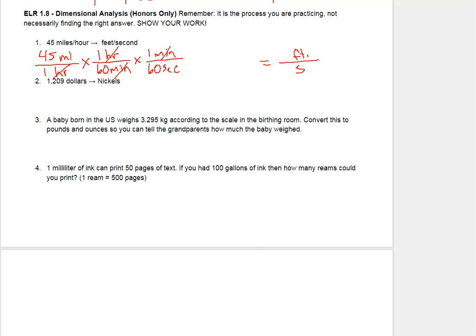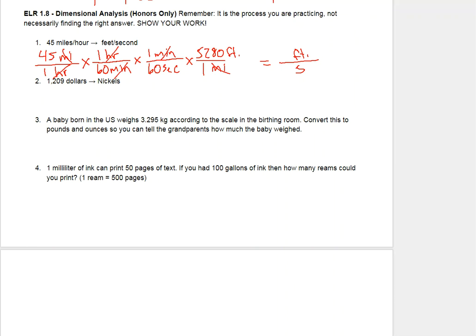Now let's focus on the miles part. In order to get rid of the miles, I'm going to need miles on the bottom, so that they'll cancel out. I went online and did a little searching. I found out that there are 5280 feet in 1 mile. Now I've got miles canceling out there, and I'm left with the only two units, feet and seconds.